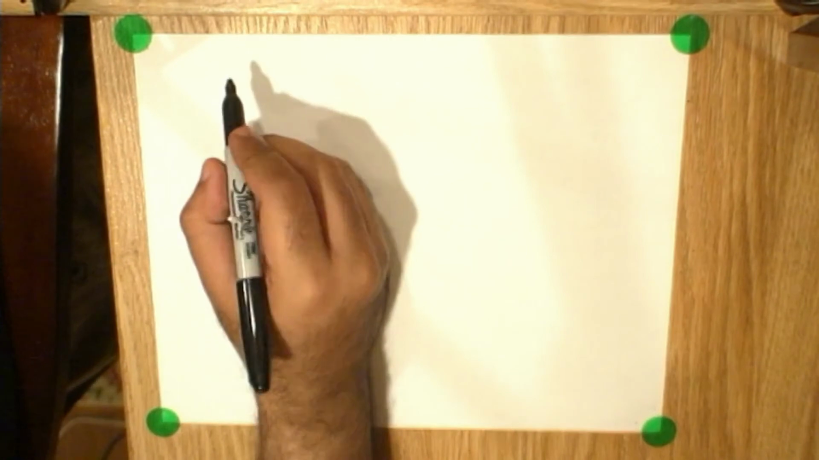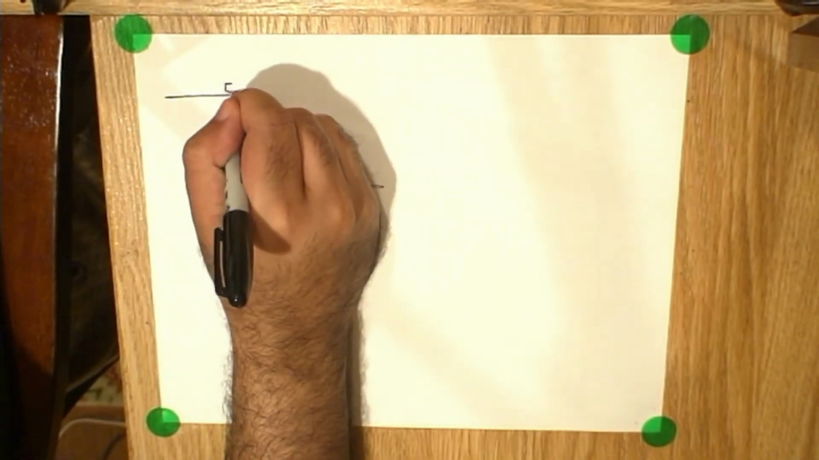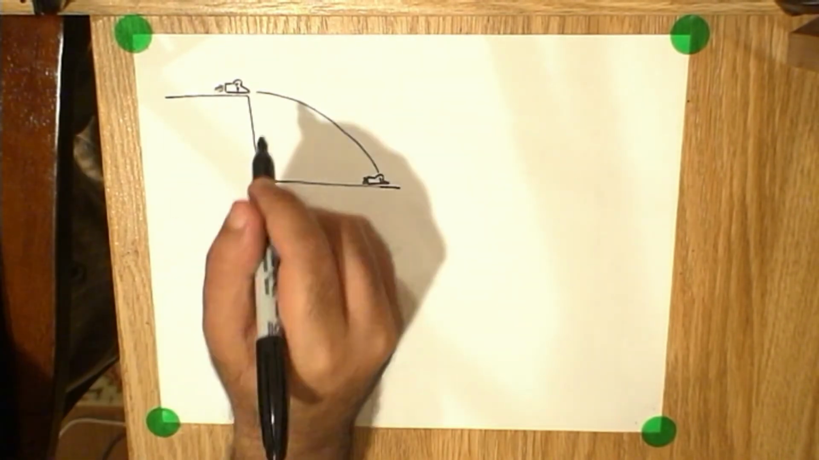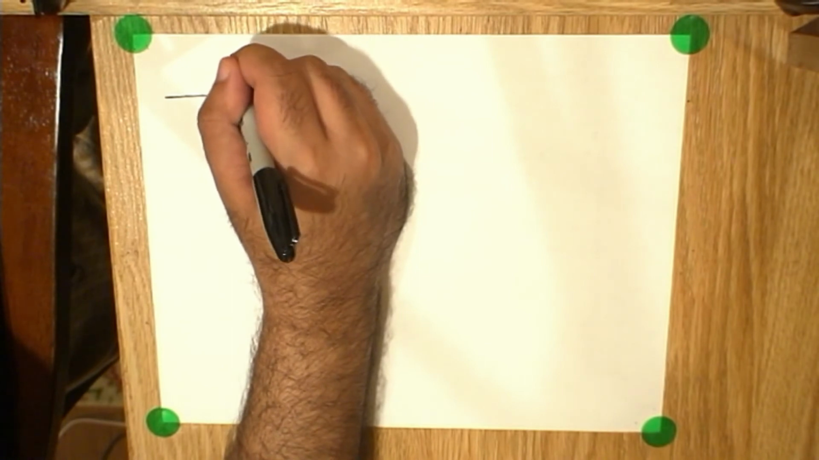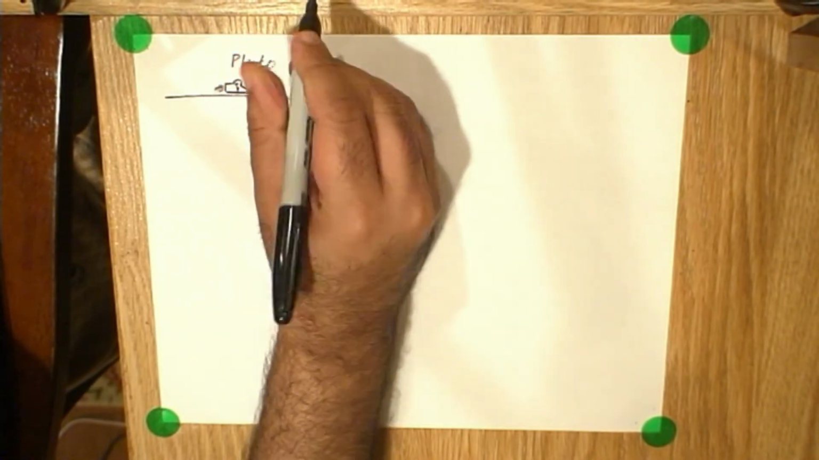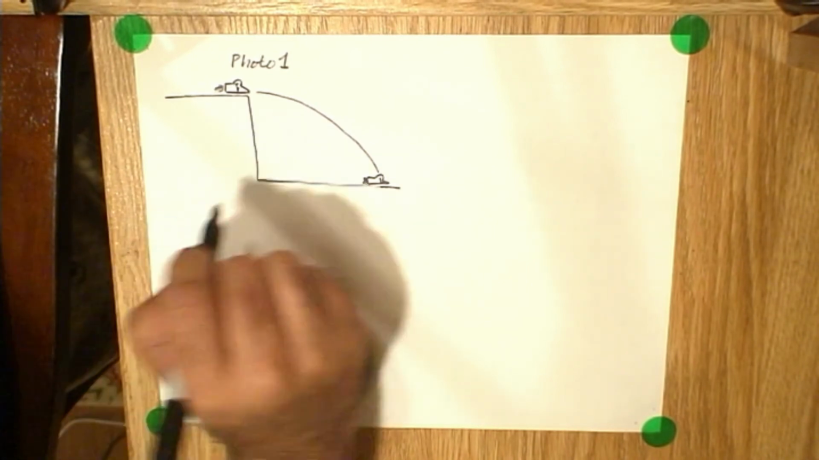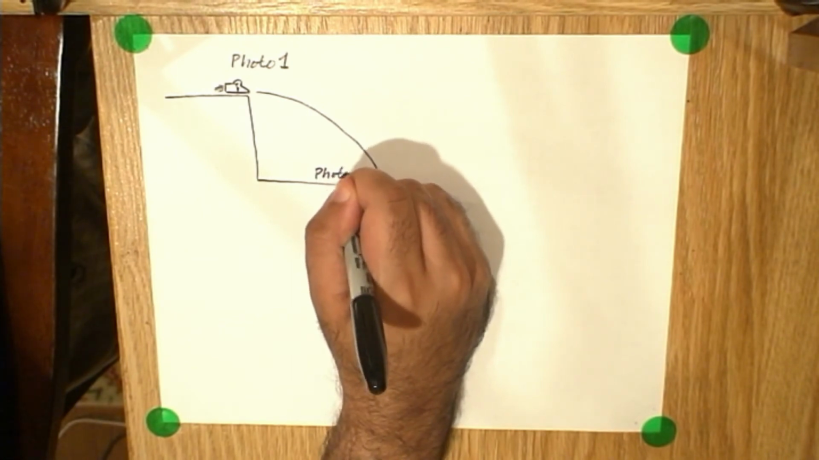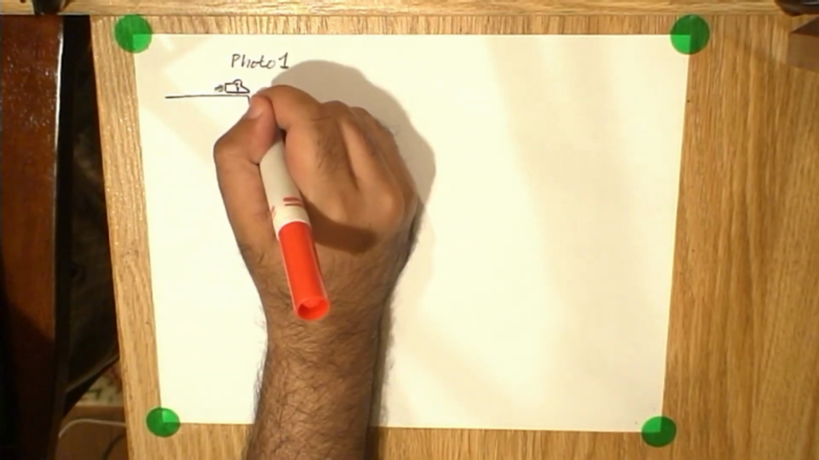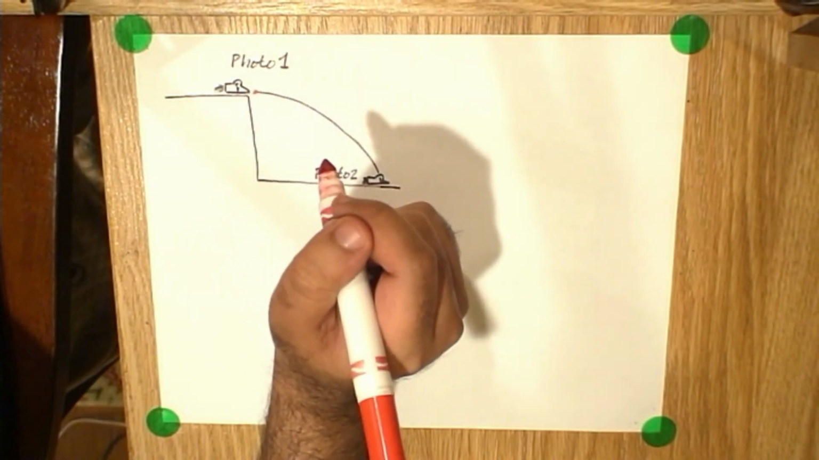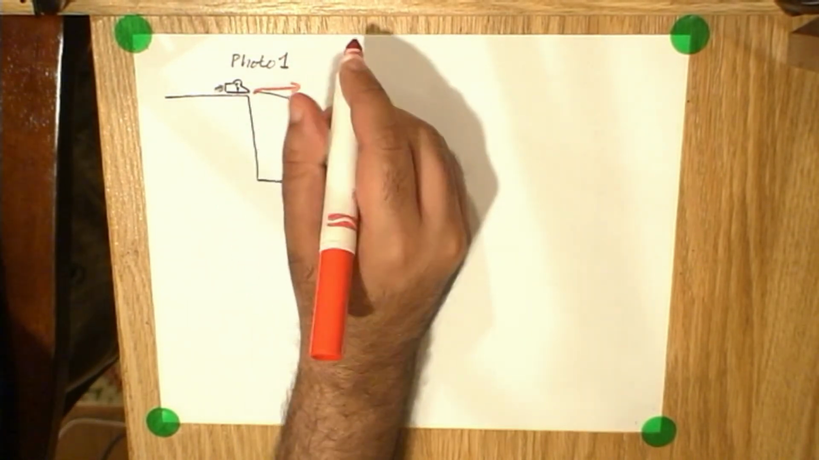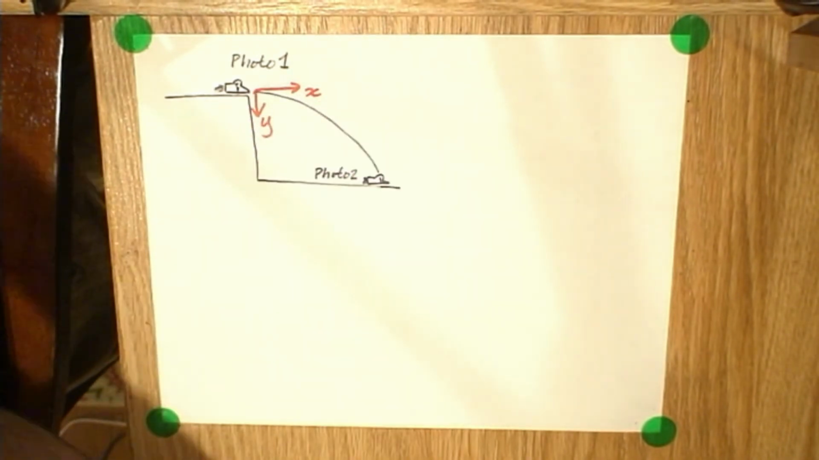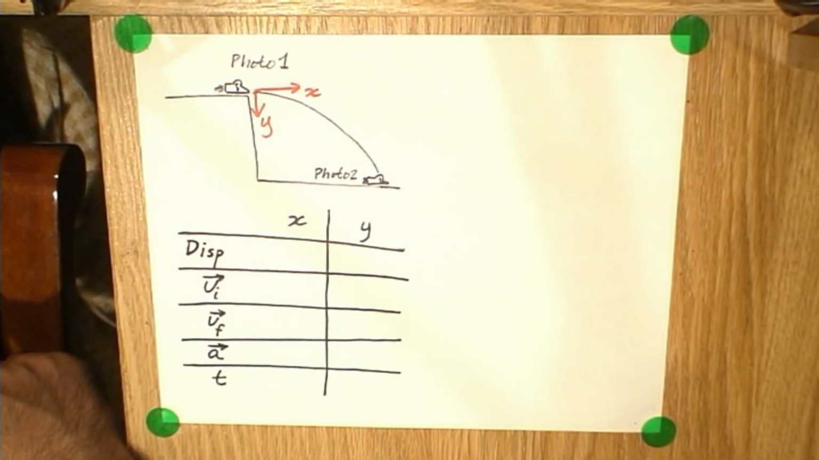We start, as usual, by drawing a picture. I will set photo 1 as the instant that our character flies off the cliff, and photo 2 as the point of landing. I'll set the origin as the initial point just as we leave the cliff, rightwards as positive x, and downwards as positive y. Now, let's write down all the information we know.